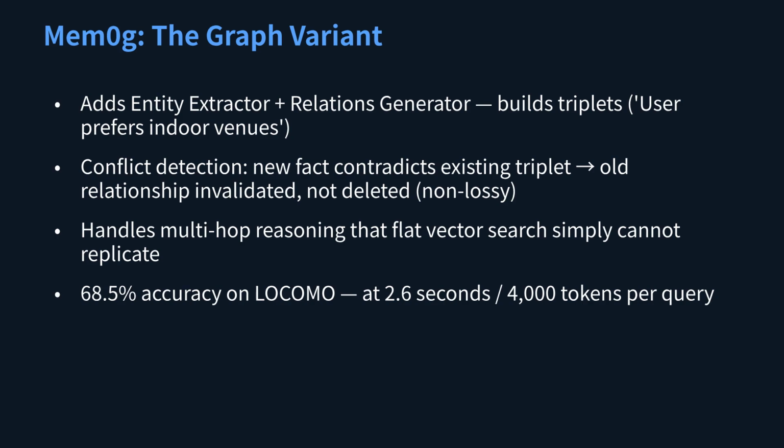For more complex reasoning, Mem0 ships a graph variant called Mem0G. It adds an entity extractor and a relations generator to the pipeline. Instead of flat text, it builds triplets. User prefers indoor venues. User dislikes crowded spaces. When new information conflicts with an existing triplet, the old relationship isn't deleted. It's invalidated, exactly like Graphiti. The result is multi-hop reasoning that flat vector search simply cannot replicate. And it achieves this while staying within a reasonable latency and cost budget.